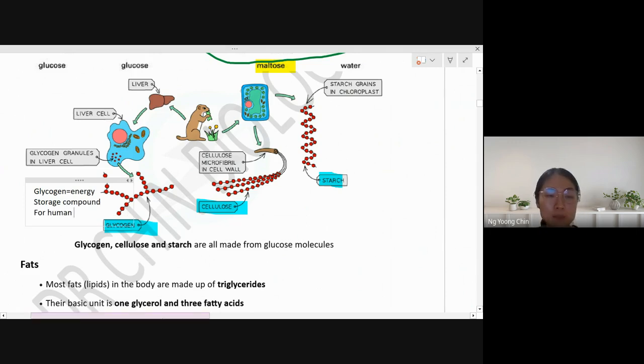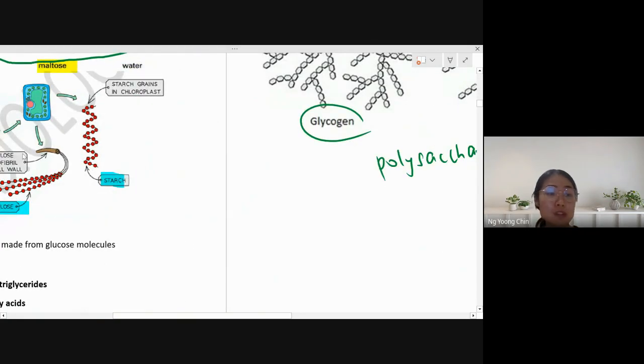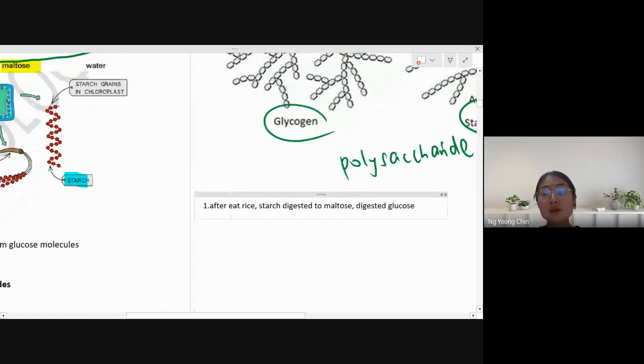I'm not sure, do you still remember the story I mentioned to you before, the cellular aerobic respiration? The process is like this. After you eat rice, for example, the starch is digested to maltose. Then the maltose is digested to become glucose. The glucose is the simplest monomer that our body will absorb to generate energy.